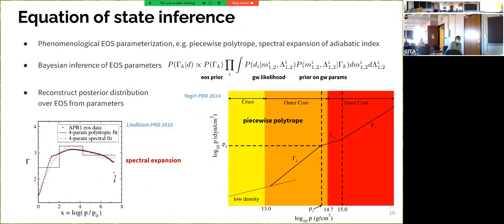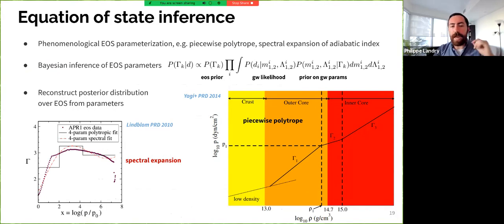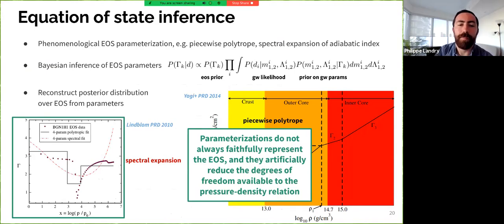Okay, so parameterizing the equation of state and inferring the parameters is one way to proceed for equation of state inference. I want to briefly touch on a different way of doing things, motivated specifically by the fact that parameterizations don't necessarily capture all the degrees of freedom that are available to the equation of state. In particular, some nuclear theory models predict that there's a sharp phase transition between a hadronic phase and, say, a deconfined quark phase at high densities.